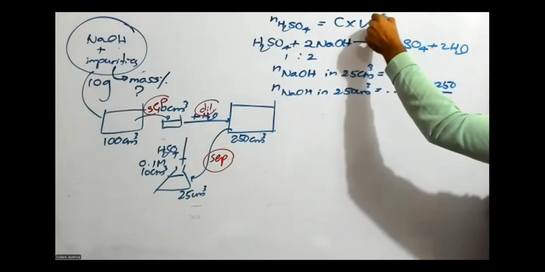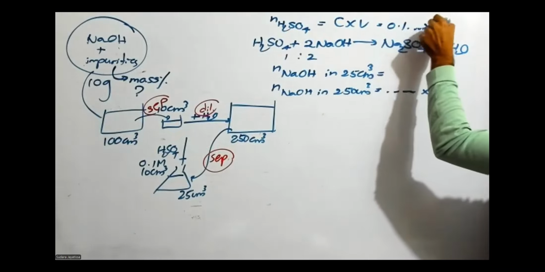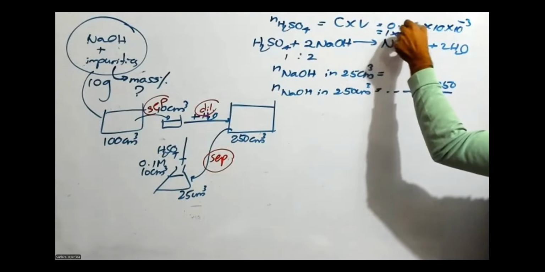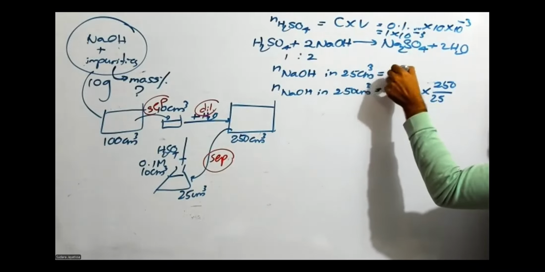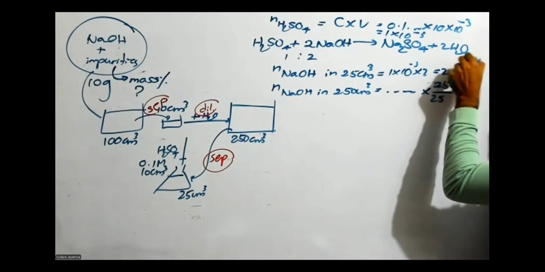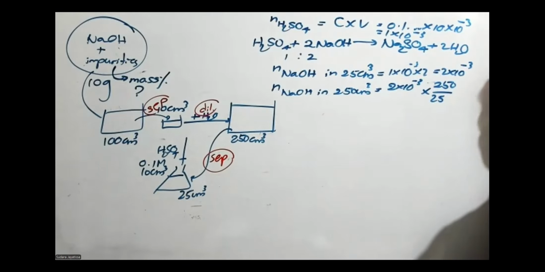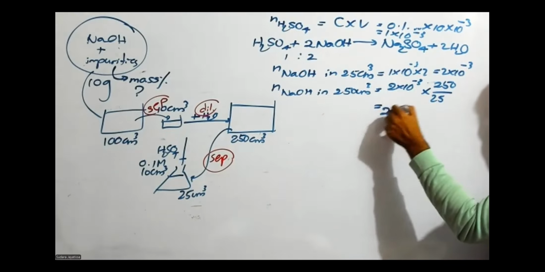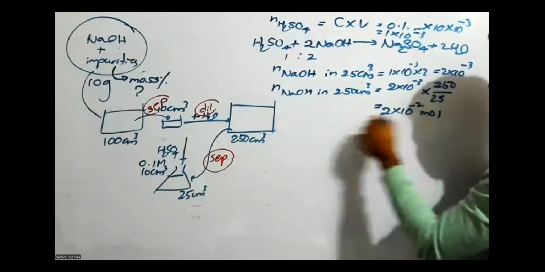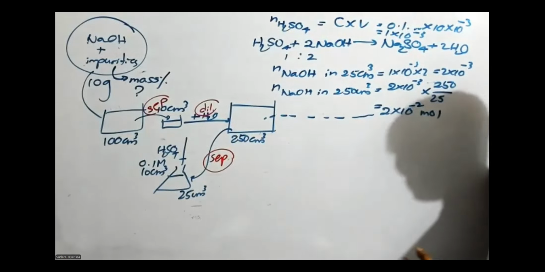Okay, now let's find the answer for this one quickly. 0.1 mole per decimeter cube into 10 into 10 to the power minus 3 decimeter cube, so it's 1 into 10 to the power minus 3. Multiplying by 2, sodium hydroxide moles will be 2 into 10 to the power minus 3. Then that divided by 25 and multiplied by 250 becomes 2 into 10 to the power minus 2. This is the number of moles in 250, but that is also a result of dilution and separation.